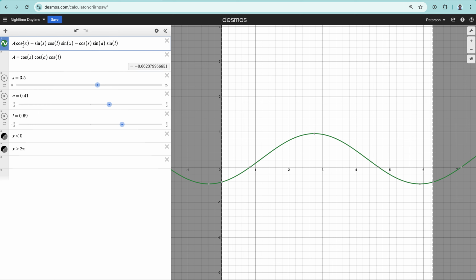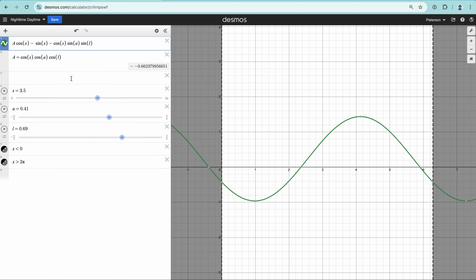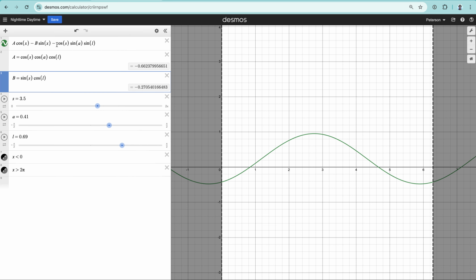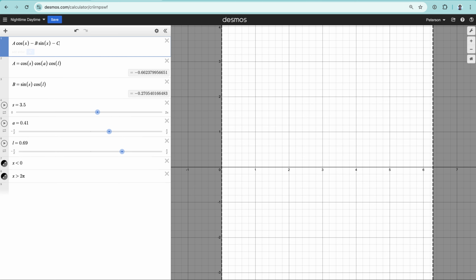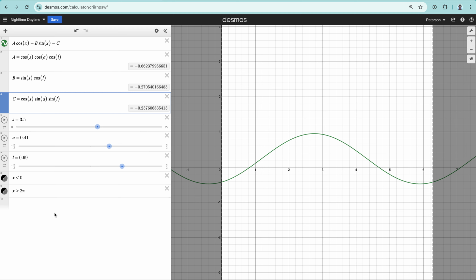So I'm going to do that with that expression and with this expression, capital B, and this, capital C. And there we go. So this is the same function now. It's just shorter because I have moved the constants out into their own letters.